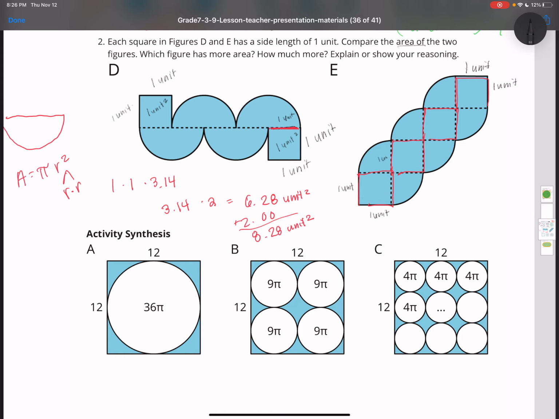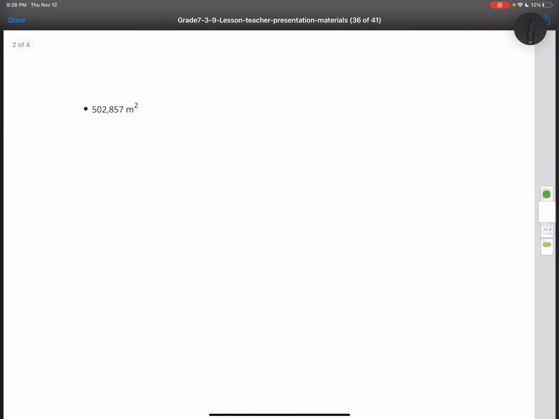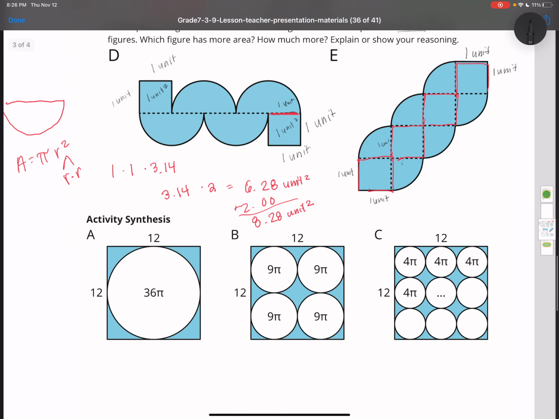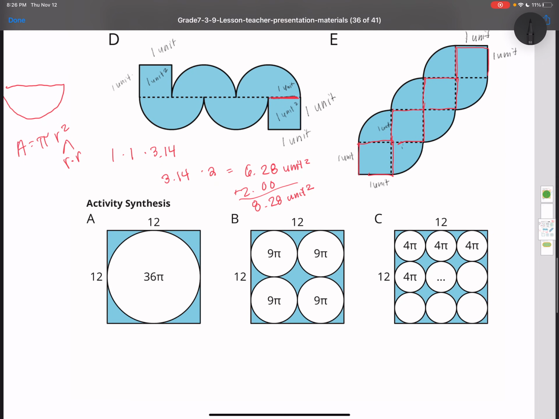This would be, oops, I hate that. I hate when I do that. I'm sorry about that, guys. It's because my arm's resting on the side part of my iPad. So this is 1 unit.